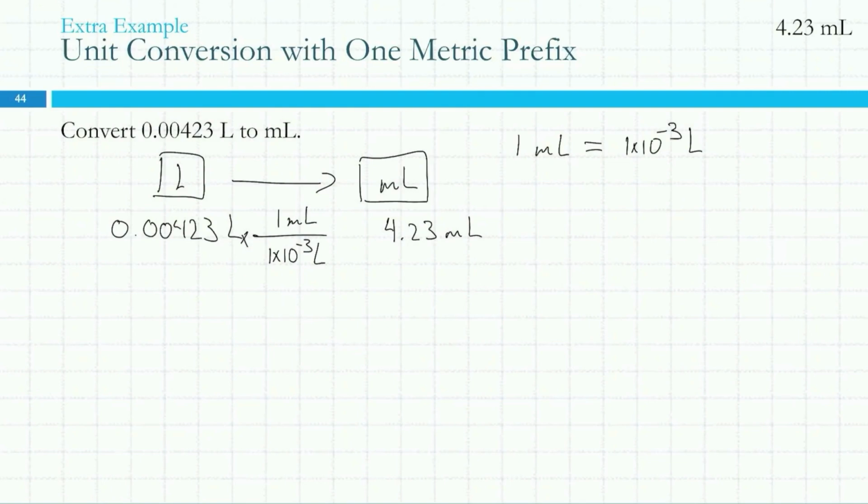milliliters. The other way to do this requires a little bit of intuition. I know that a liter is bigger than a milliliter. If I want to say how many milliliters is equal to 0.00423 liters, then I'm going to move this decimal place over 1, 2, 3 spots. And then that's 4.23 milliliters. Functionally dividing by 1 times 10 to the negative 3, or moving the decimal place over 3 spots, same thing.